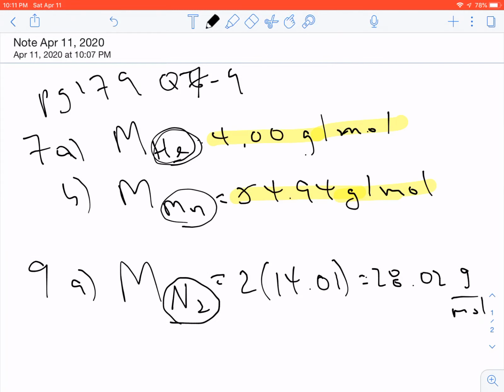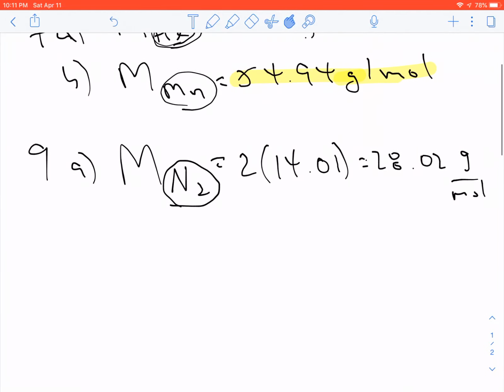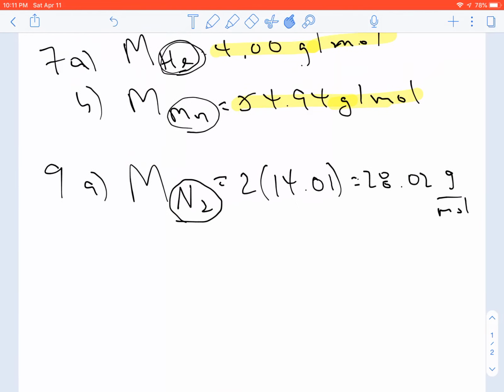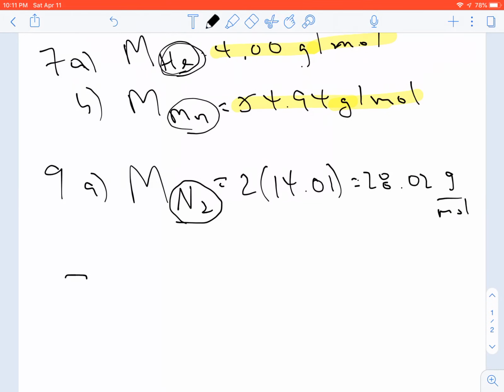Right? So you can see that now what I have is a mole of nitrogen molecules. Right? Not nitrogen atoms, because nitrogen atoms don't exist on their own. I have nitrogen molecules. The same thing if I look at 9C, it's asking for the molar mass of chlorine gas. Okay, remember, chlorine is another one of the 7 elements, and it exists as Cl2 on Earth.